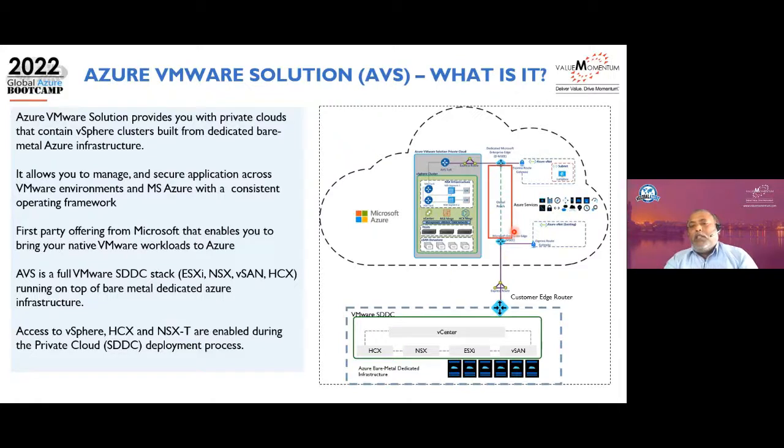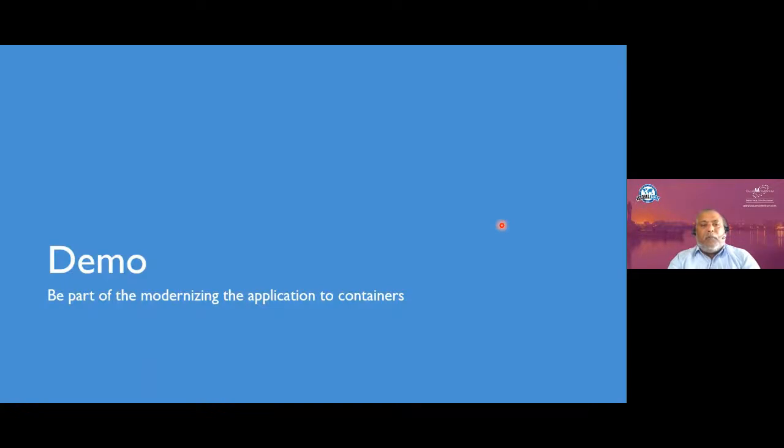This is a small architecture diagram of AVS. We can directly access the on-premises vSphere or vCenter server and move the complete infrastructure with no downtime or with manageable downtime. So this is one of the solutions, the complete VMware solution given by Azure.